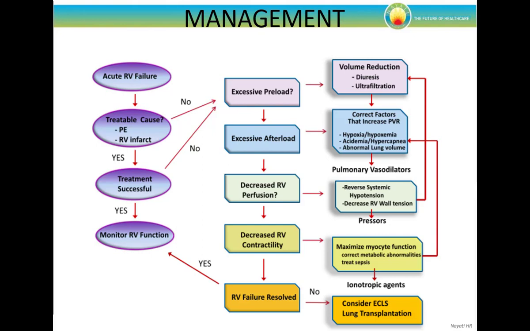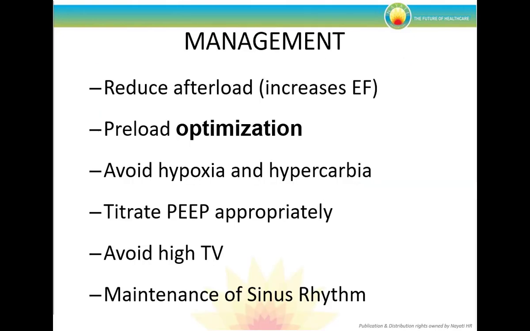If it's too low, because of the atelectasis, it increases the load on the right ventricle, increasing the afterload. If it's too high, because of the compression, it again increases the afterload. So it can be detrimental whether it's too low or too high. If you have decreased perfusion, we can use various inotropes to increase the contractility. And if none of this works, of course we have ECMO.